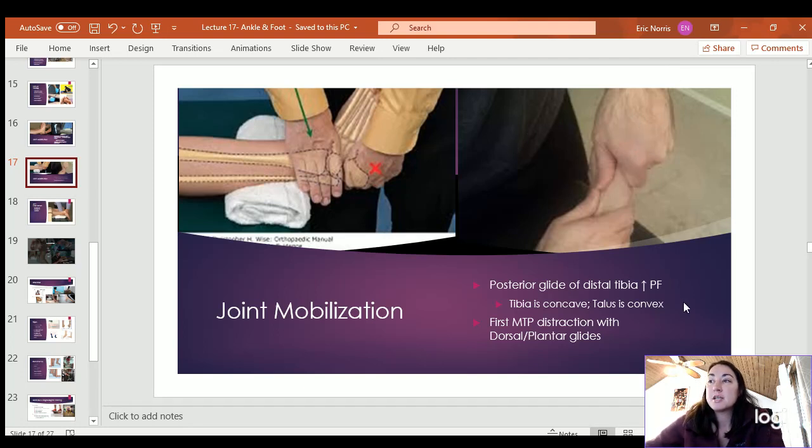So with first MTP distraction, you're stabilizing the metatarsal, mobilizing the phalange by pulling into kind of a distraction force. So you're pulling away from the foot, and then you can do dorsal and plantar glides. Remember, the dorsum of the foot is actually the top of the foot. So a dorsal glide would be towards the top. A plantar glide would be towards the bottom, to the plantar surface of the foot.